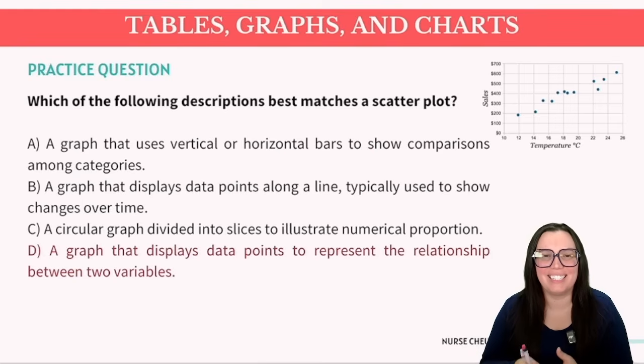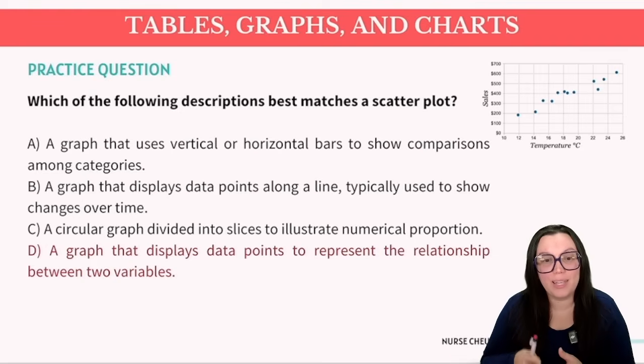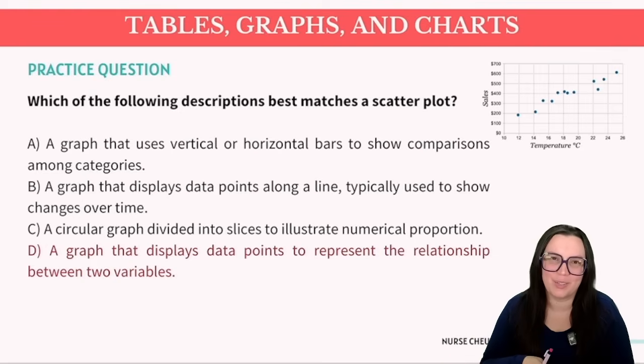And the correct answer is D, a graph that displays data points to represent the relationship between two variables. As we know, a scatter plot is characterized by its use of data points plotted on a Cartesian coordinate system, showing how one variable is affected by the other, which is why D is the most correct answer.